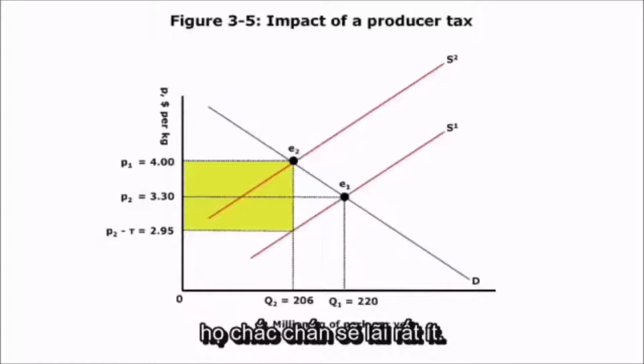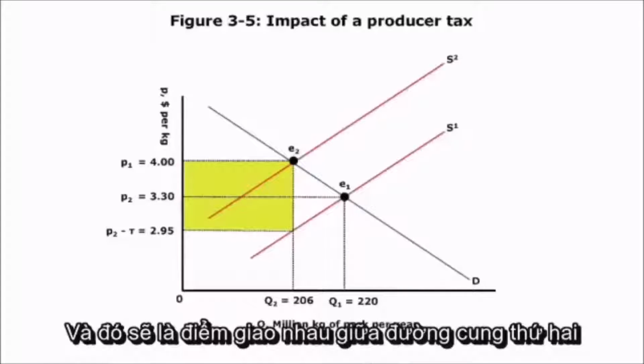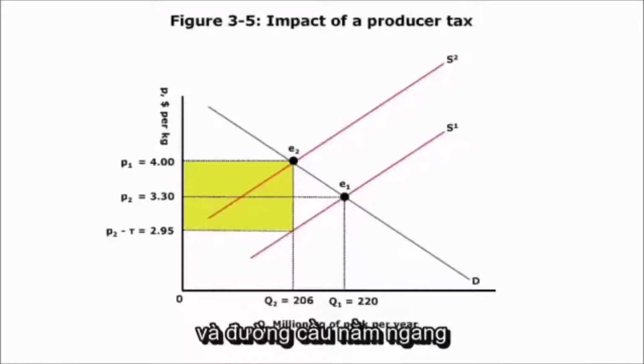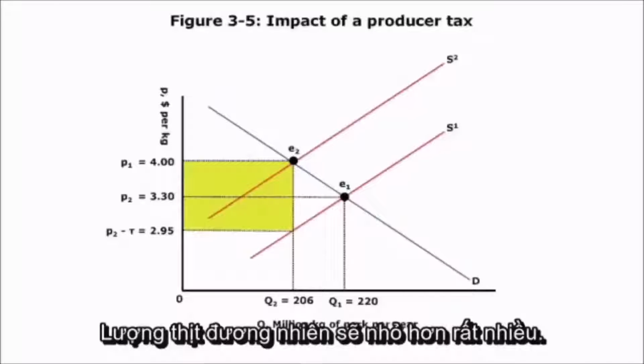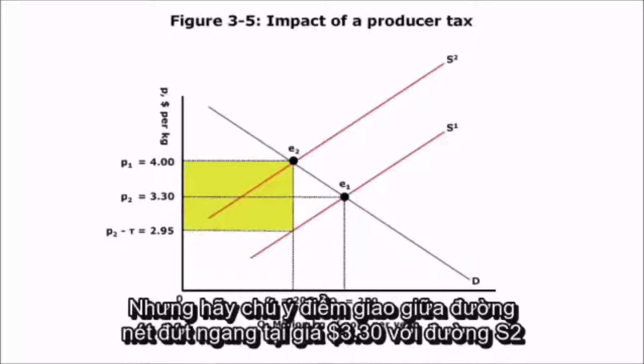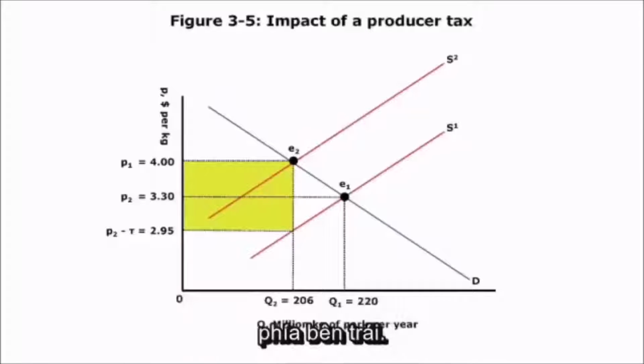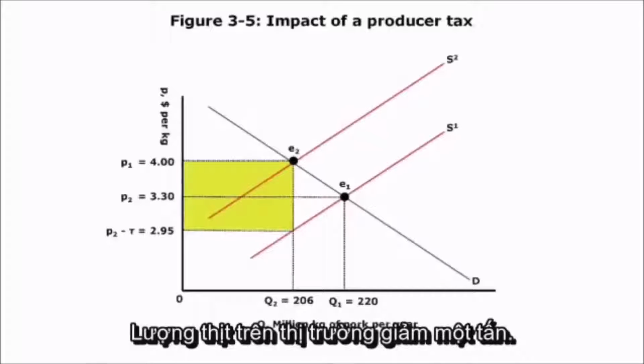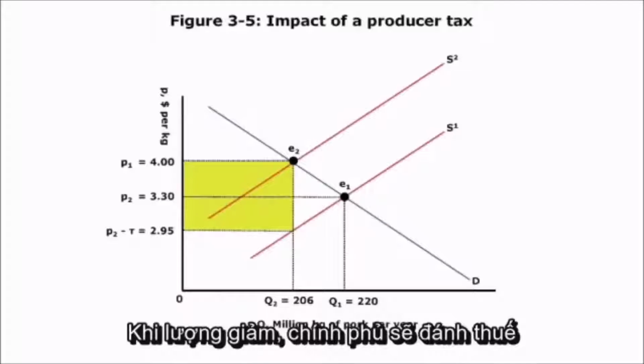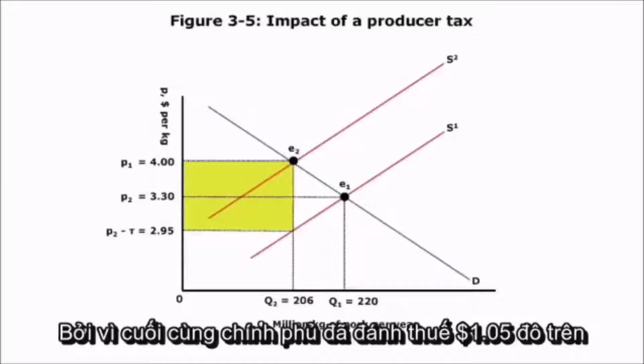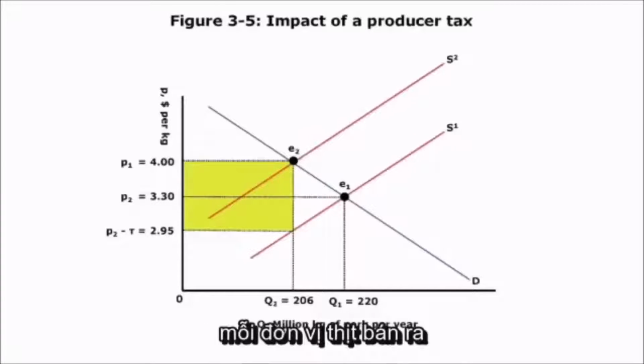It's going to be where that second supply curve intersects a flat demand curve. So that quantity is going to be a lot smaller. We don't have it on the diagram, but you can see where that dashed line at $3.30 intersects S2. That's way to the left. Quantity is going to fall a ton in this market. When quantity falls, the government's going to raise a lot less money, right? Because the government raised $1.05 on every unit sold at the end.